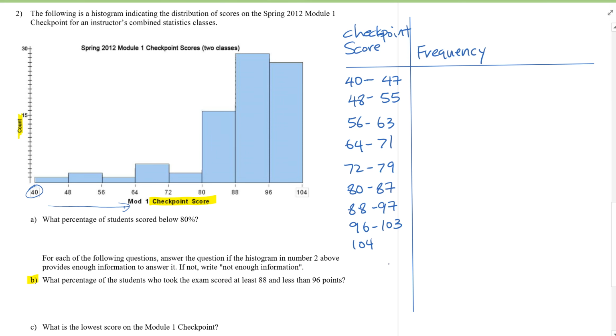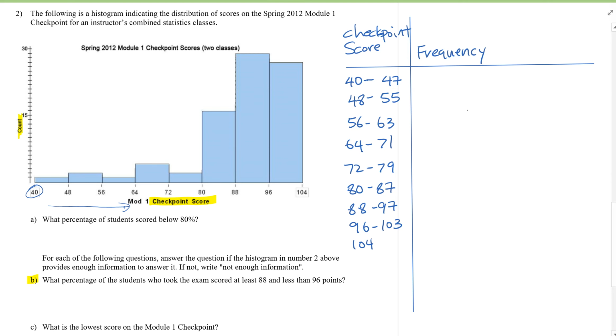Alright, so now I'm going to draw my frequency for each one. Let me add a row here. Let me just draw it by hand. It looks kind of ugly, so let's just skip that.